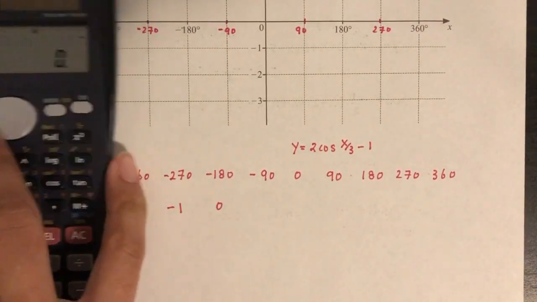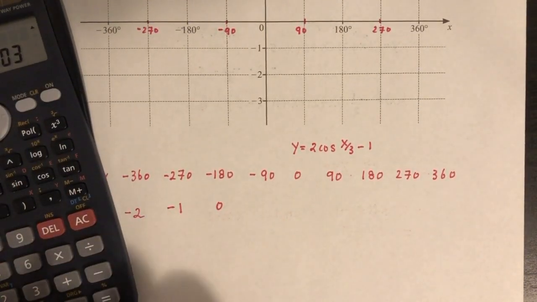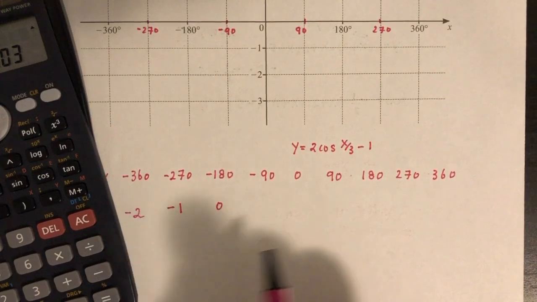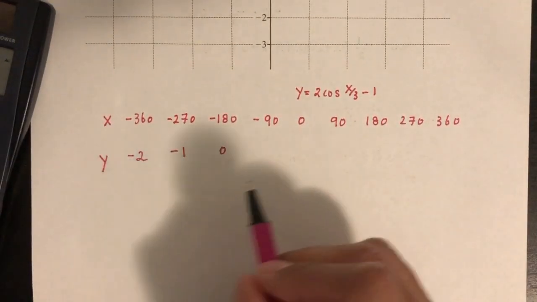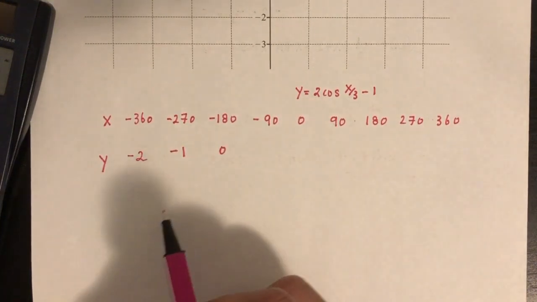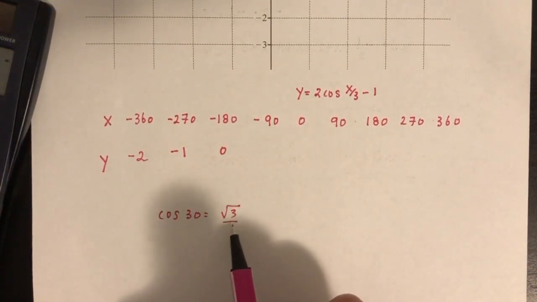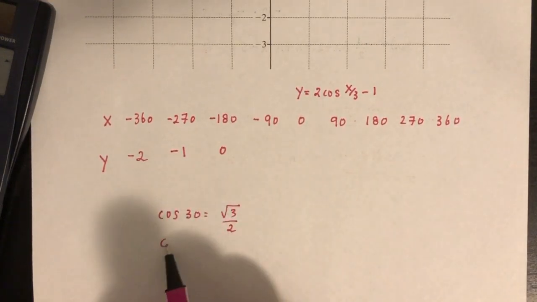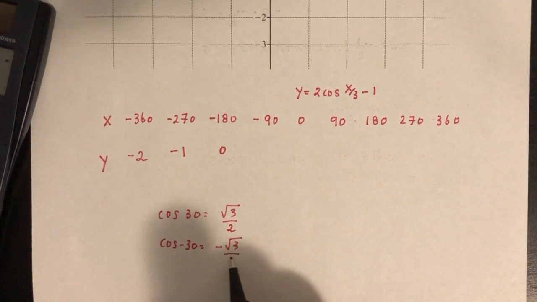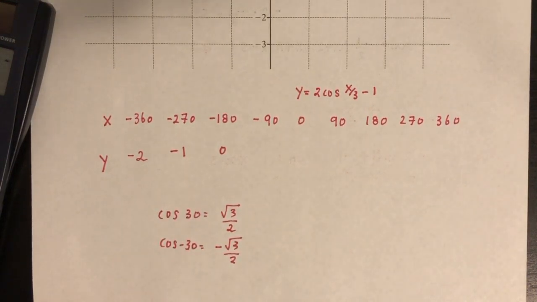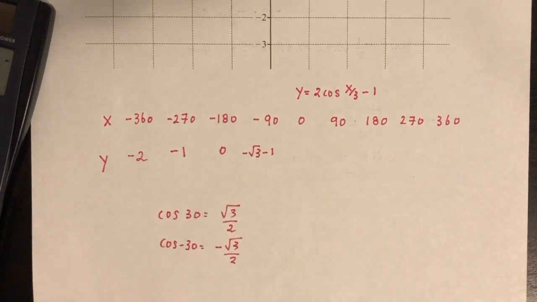So what is cos of 30? Basically, cos of 30 is not an exact value, so we have to know that cos of 30 is equal to root 3 over 2, and cos of minus 30 is equal to root 3 over 2 as well. So times 2 minus 1, here you will have root 3 minus 1.